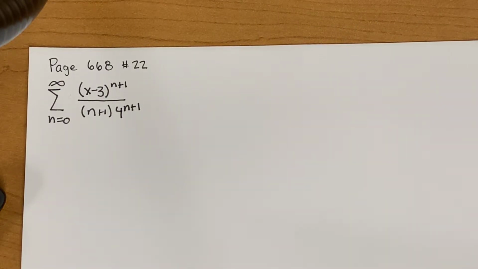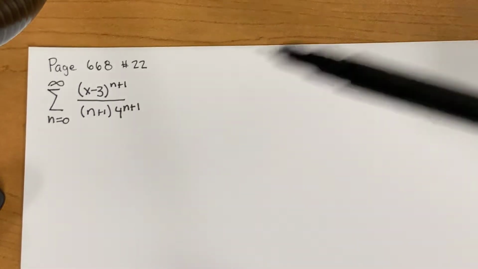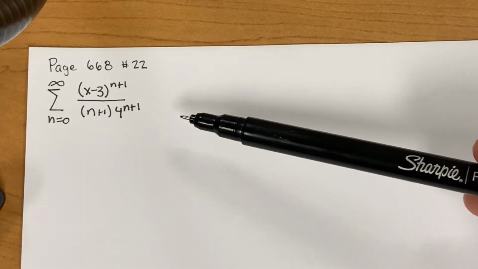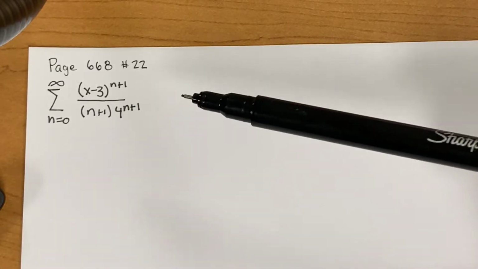In this video, we're going to work one example from the textbook and then do example 2 and 3 from the notes on power series. So we'll get started with this example. We're finding the radius of convergence and the interval of convergence for this power series.